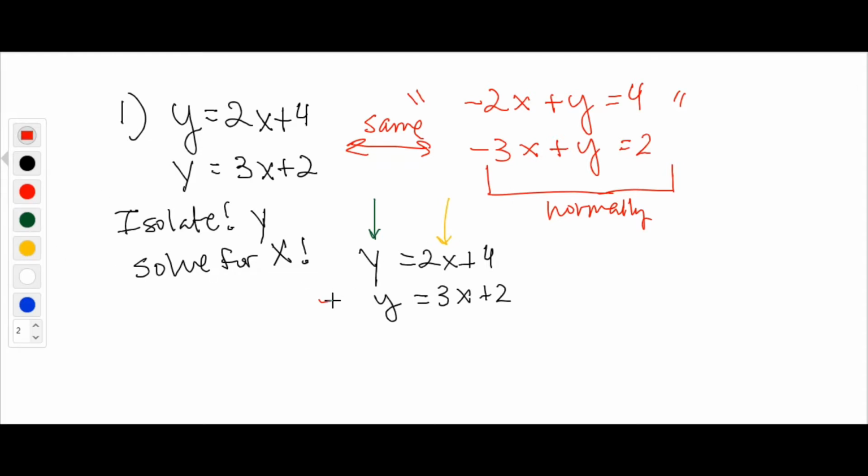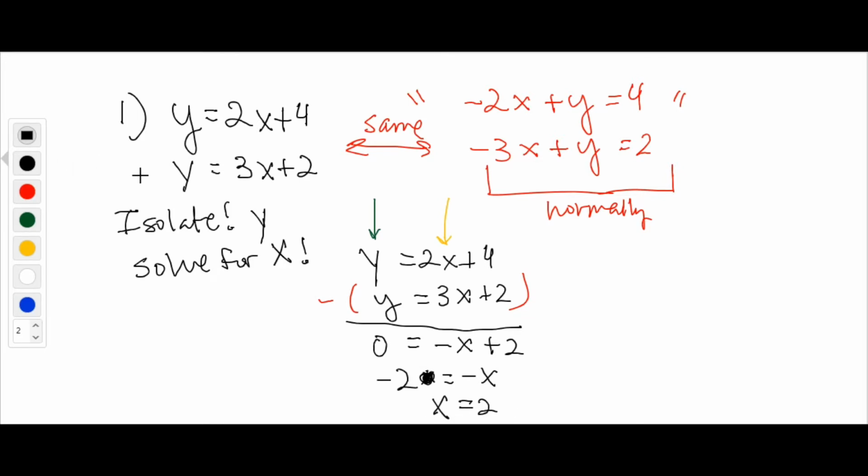So by subtracting the bottom and the top from each other, we are left with 0 equals negative x plus 2. Negative 2 equals negative x, therefore x equals 2. So now we have x equals 2.